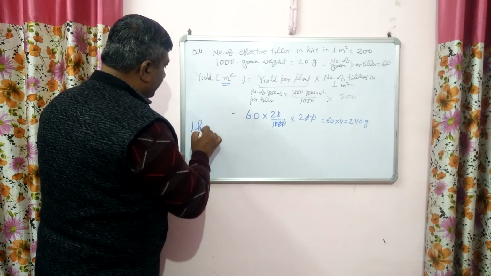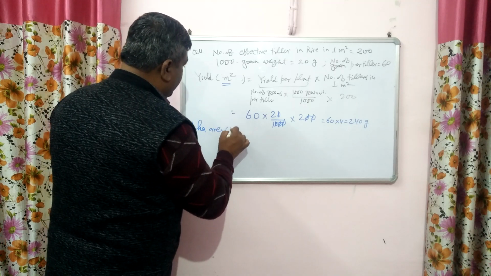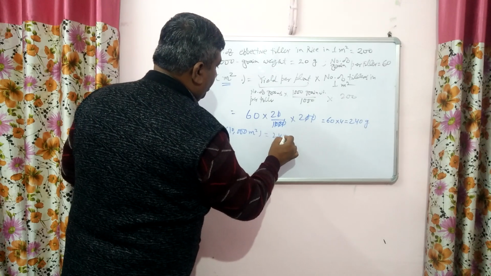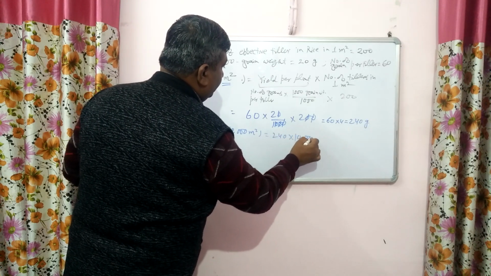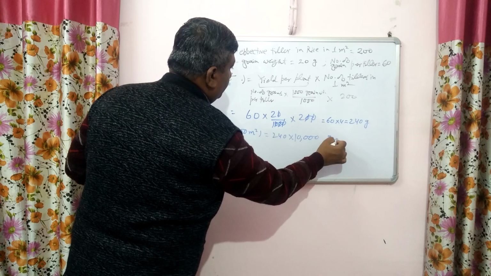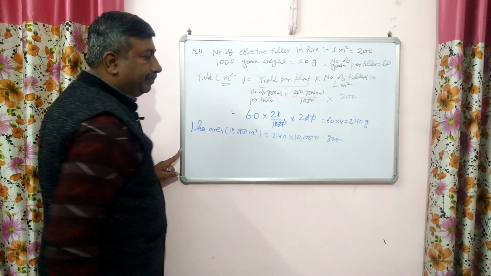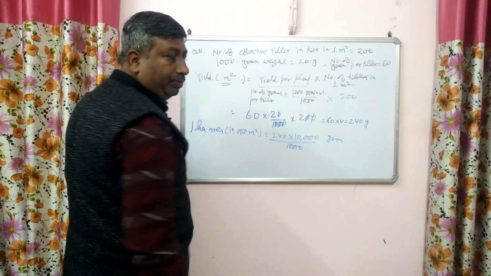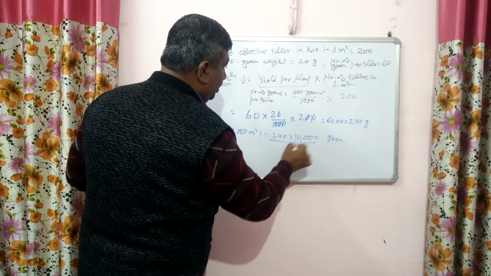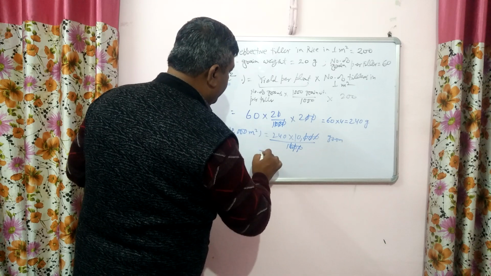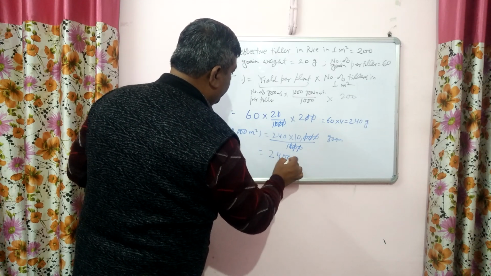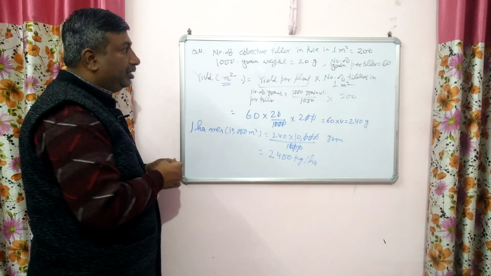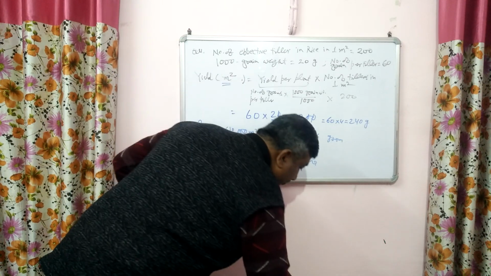So in 1 hectare area means 10,000 square meter, 240 into 10,000. Now it is in gram because grain weight was in gram. So divide it by 1000 to convert into kilogram. So it is 2400 kg per hectare. So this is the rice yield estimation with the help of 3 data. So we use 3 data.